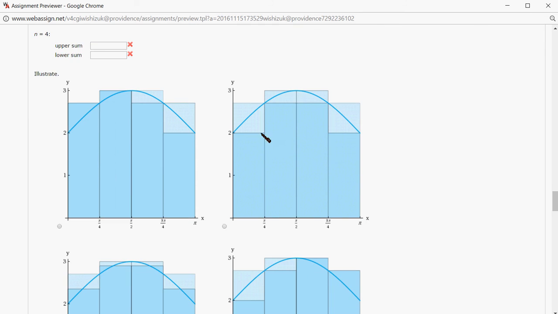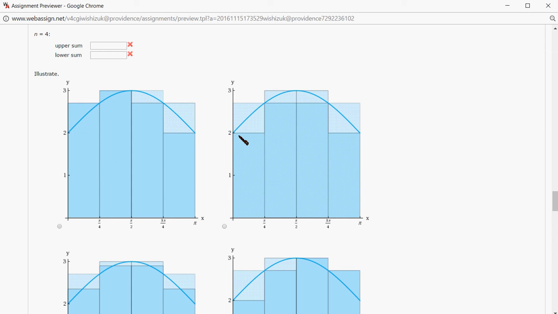Let's look at the second one. For the first interval, look for the highest function value, which happens to be the right endpoint, and use that to determine the height. For the second one, again, the right endpoint gives you the highest point. Then for the third one, the left endpoint gives you the highest value, and the fourth one is the same way. So these taller rectangles will give you the upper sum.